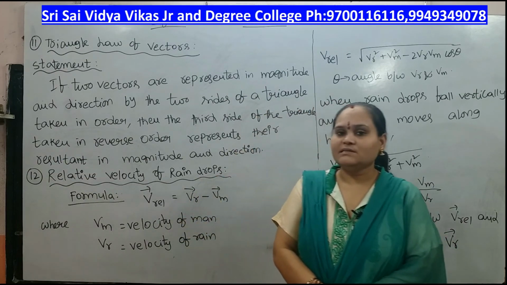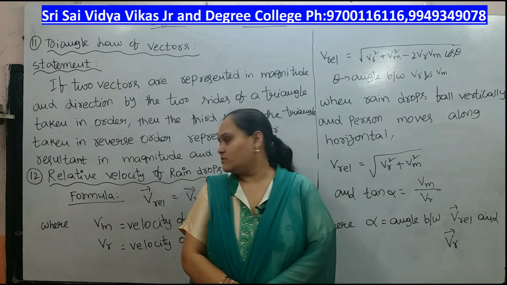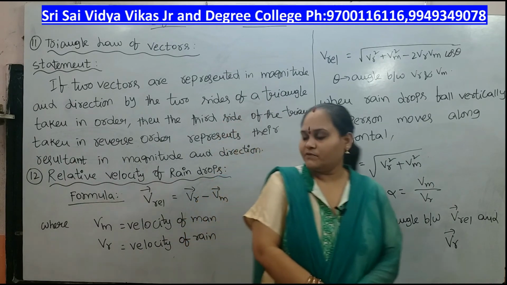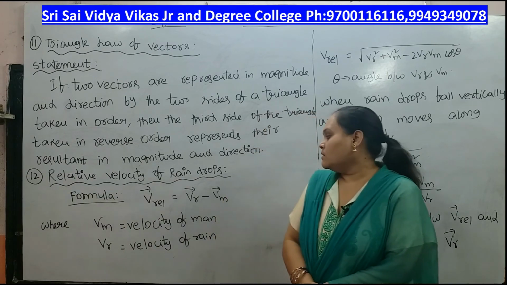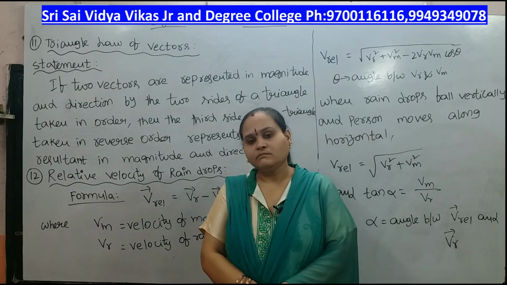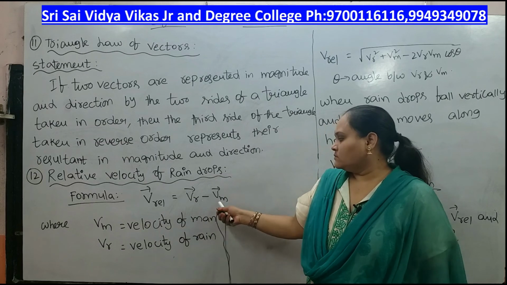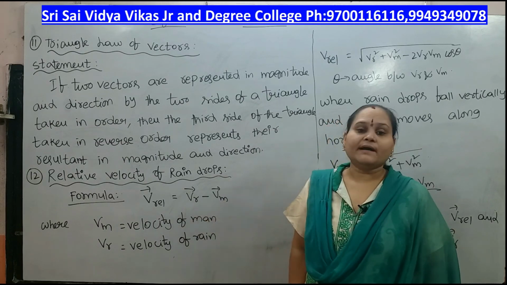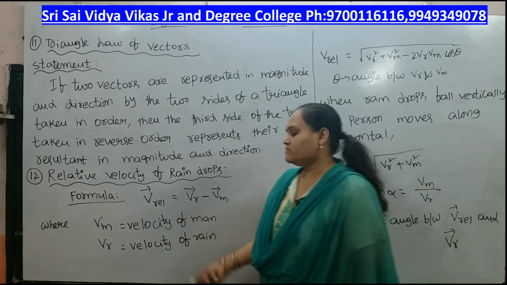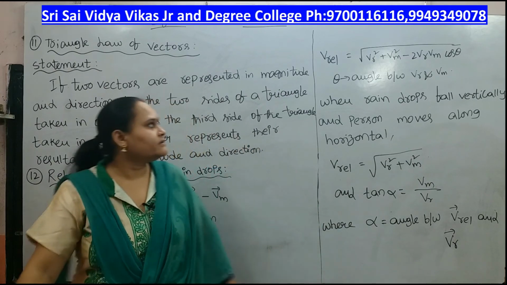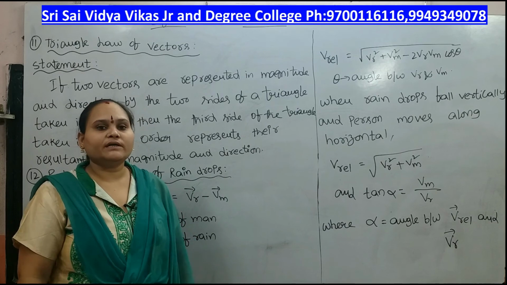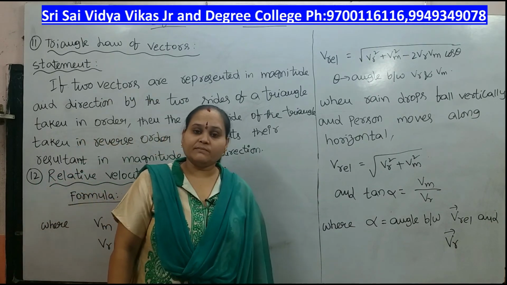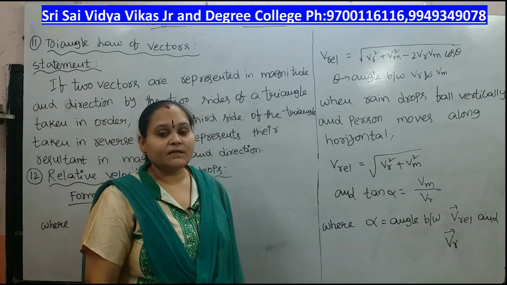Okay. So here, we have the formula for relative velocity: the relative velocity will be equal to rain velocity minus man velocity. Vm is the velocity of the man and Vr is the velocity of the rain. The relative velocity will be V relative equal to square root of Vr square plus Vm square minus 2 Vr Vm cos theta.